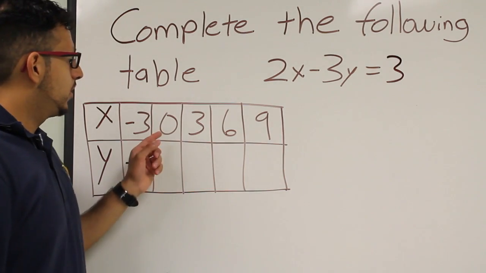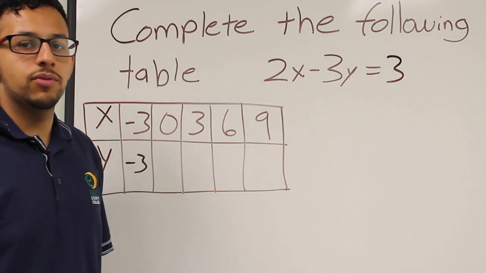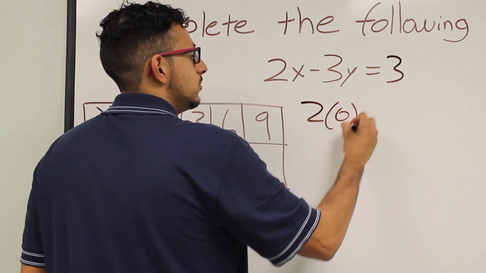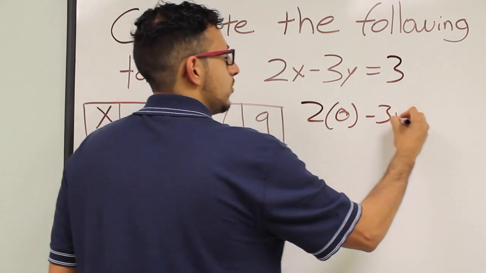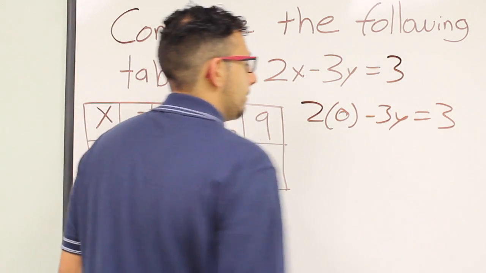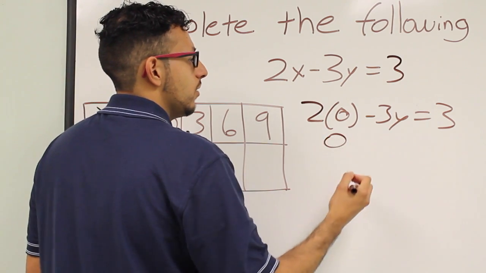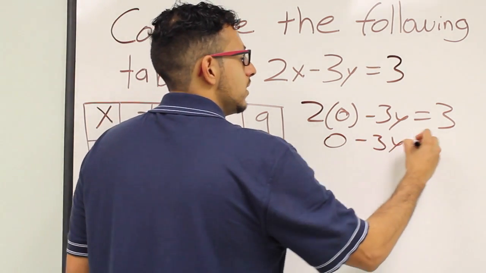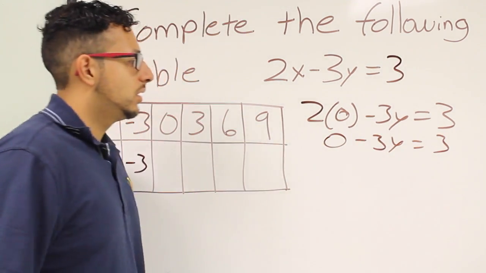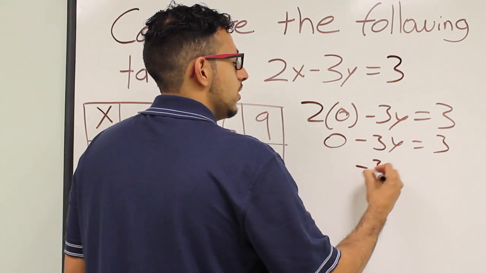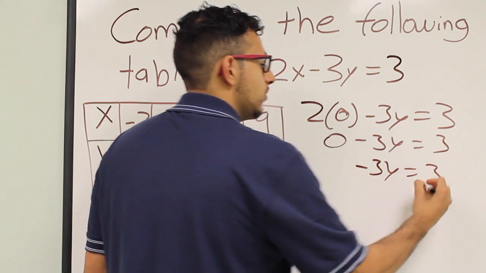So now next step, we have to plug in 0 for x and solve for y. So this is 2 times 0 minus 3y is equal to 3. Now we solve for y. 2 times 0 is 0. Minus 3y is equal to 3. So if this is 0, this just cancels out. So we're just left with -3y is equal to 3.